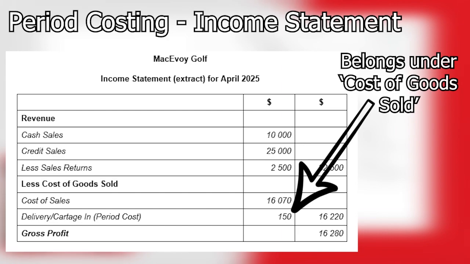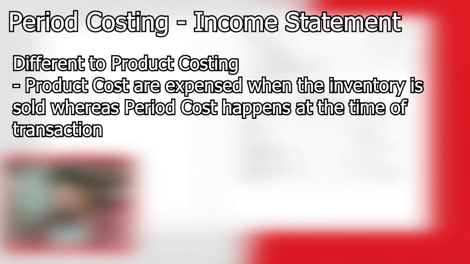So that delivery cartage in fee is a period cost. And that's where it belongs, in the less cost of goods sold area, and helps calculate our gross profit. Now, that differs to product costing, because those costs are expensed on the cost of sales.